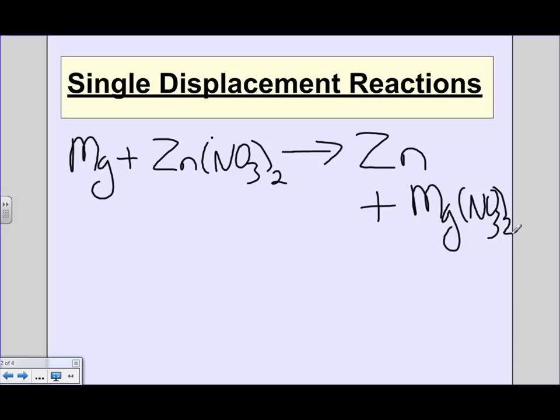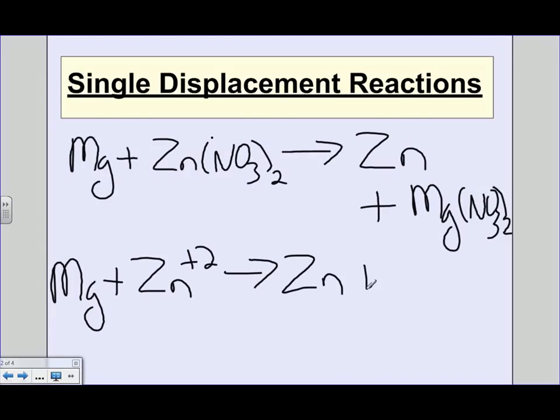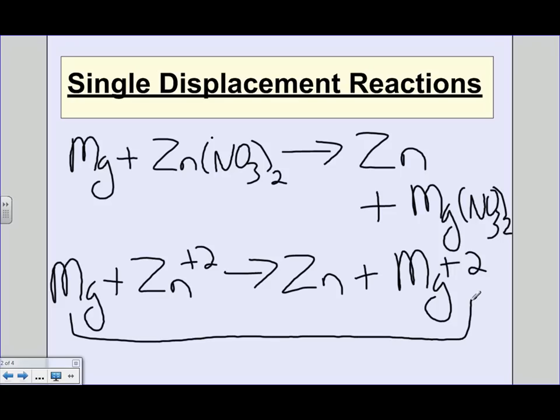And so the net ionic equation for this, since the nitrates are soluble in solution, would be magnesium plus the zinc ion goes to zinc metal and the magnesium ion. Now in this case you can see that the magnesium is changing from a 0 oxidation number to a +2, so it's being oxidized, while the zinc is going from a +2 to a 0, so it's being reduced. So there's a redox reaction taking place there.